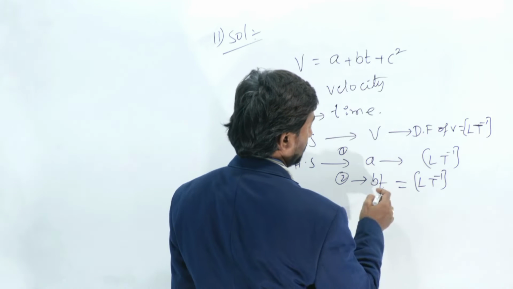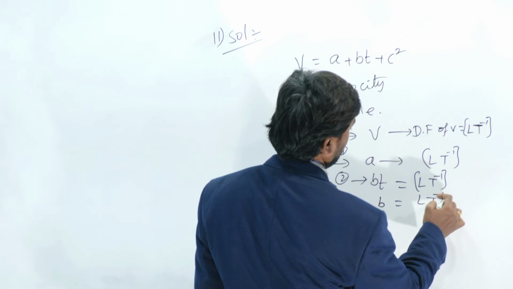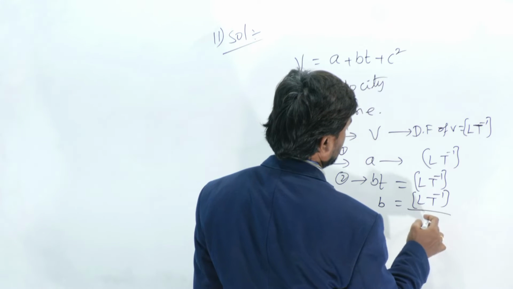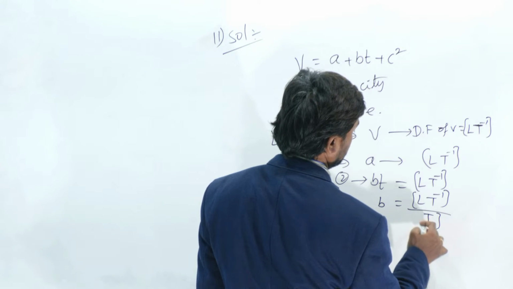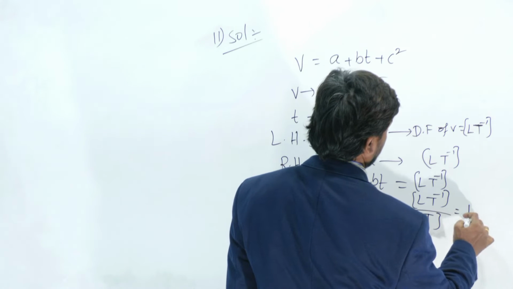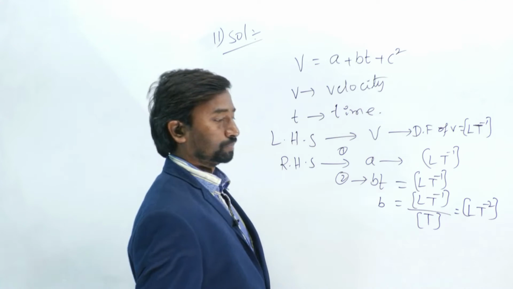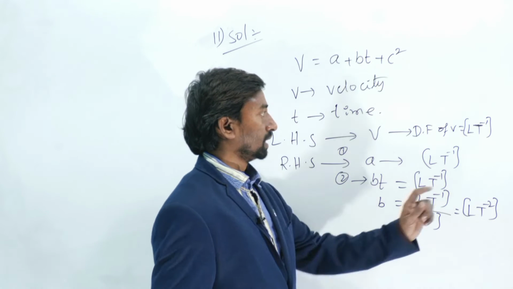Okay. Then t is nothing but what here? If you send this t this side, so L t power minus 1 divided by t. So this t, dimensional formula of t, we can write here capital T. If you send this up, we will get here L into t power minus 2. Okay, now B dimensional formula we will get like that.